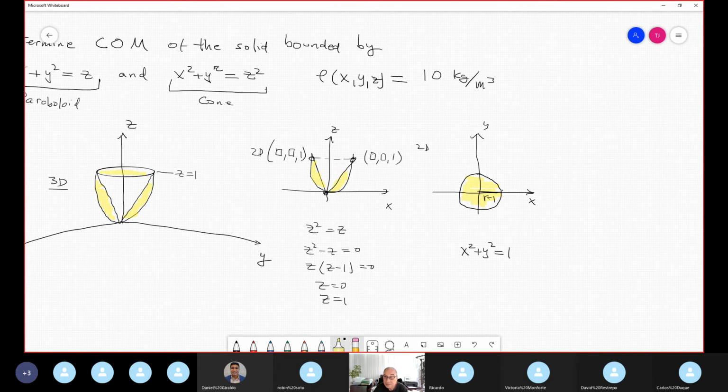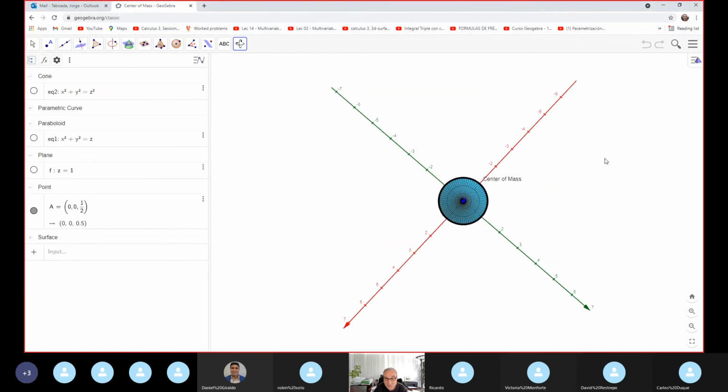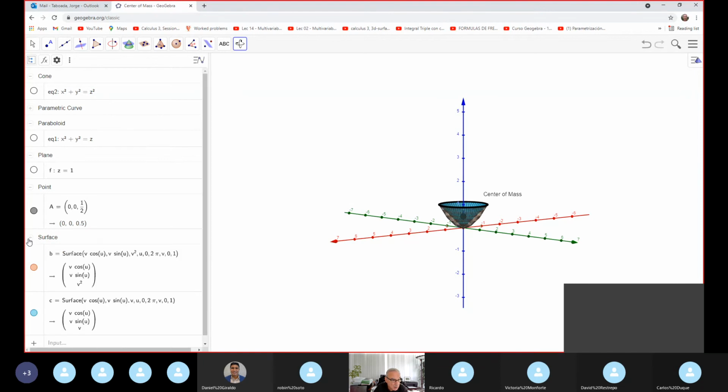Okay, let me try. Open center of mass. Okay, done. Okay, look. Let me share the screen. Do you see now, Ricardo? Do you see? Our solid. Let me see, our solid.